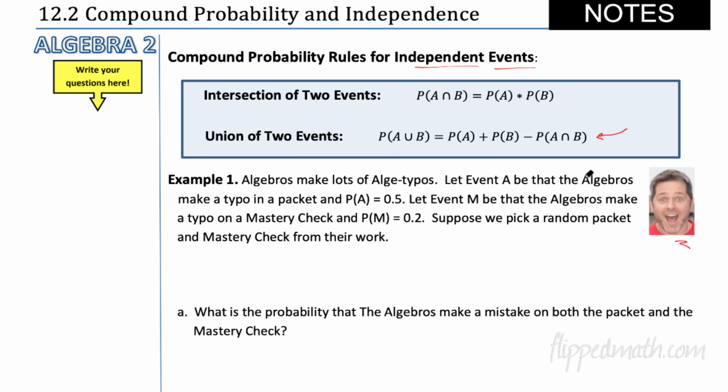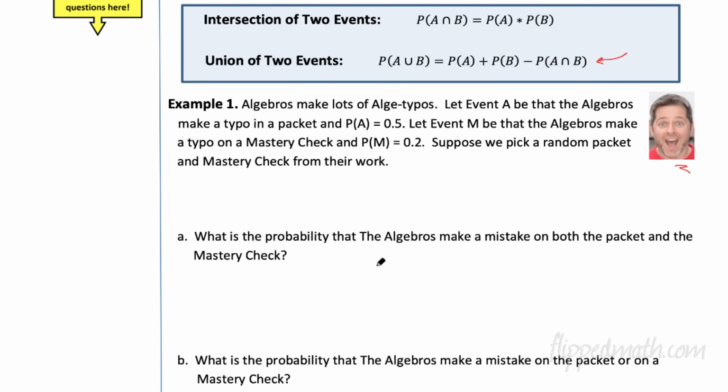Let event A be the algebras make a typo in a packet, and the probability of event A is 0.5. And let event M be the algebras make a typo in a mastery check, and the probability of that is 0.2. So suppose we pick a random packet and mastery check. What is the probability that the algebras make a mistake on both the packet and the mastery check?